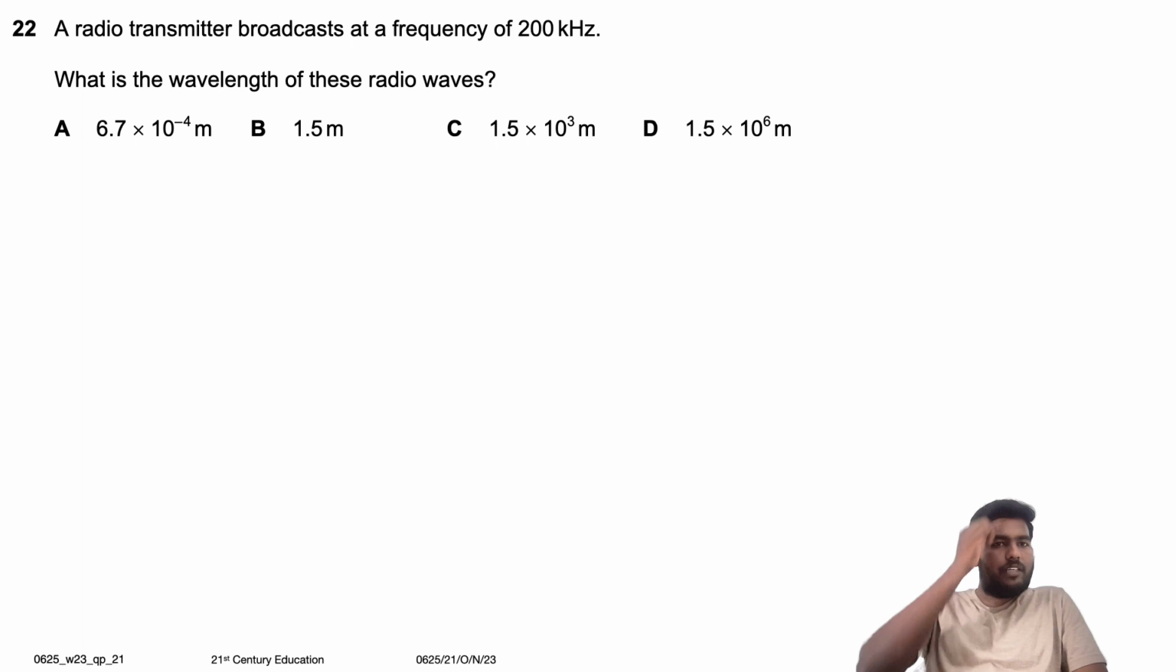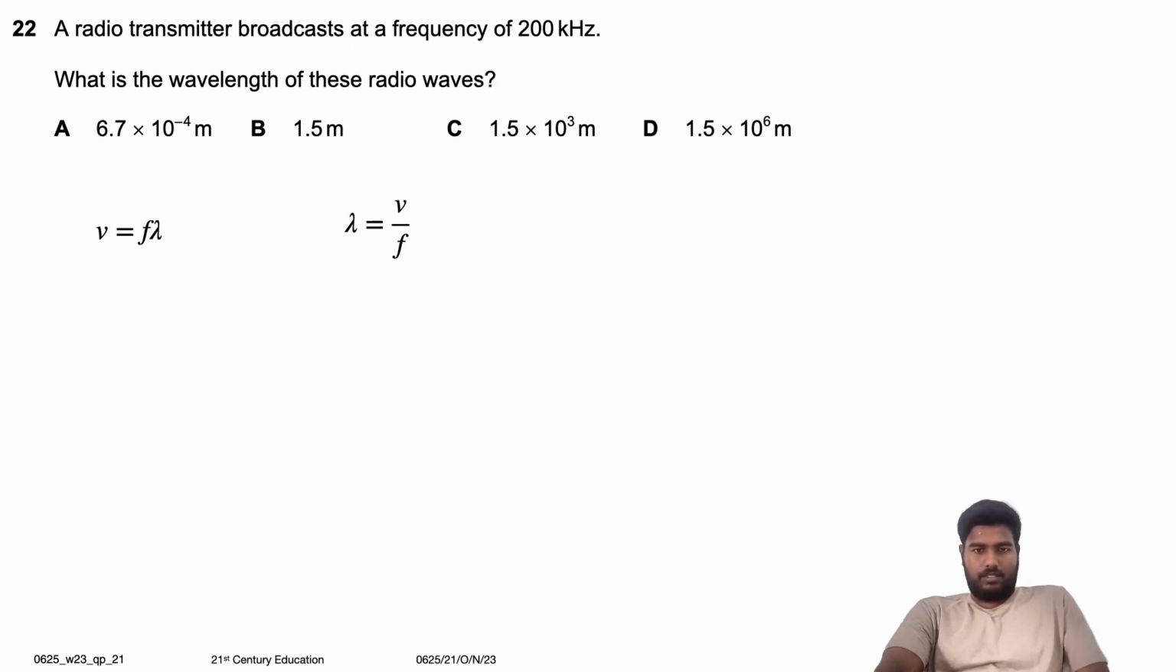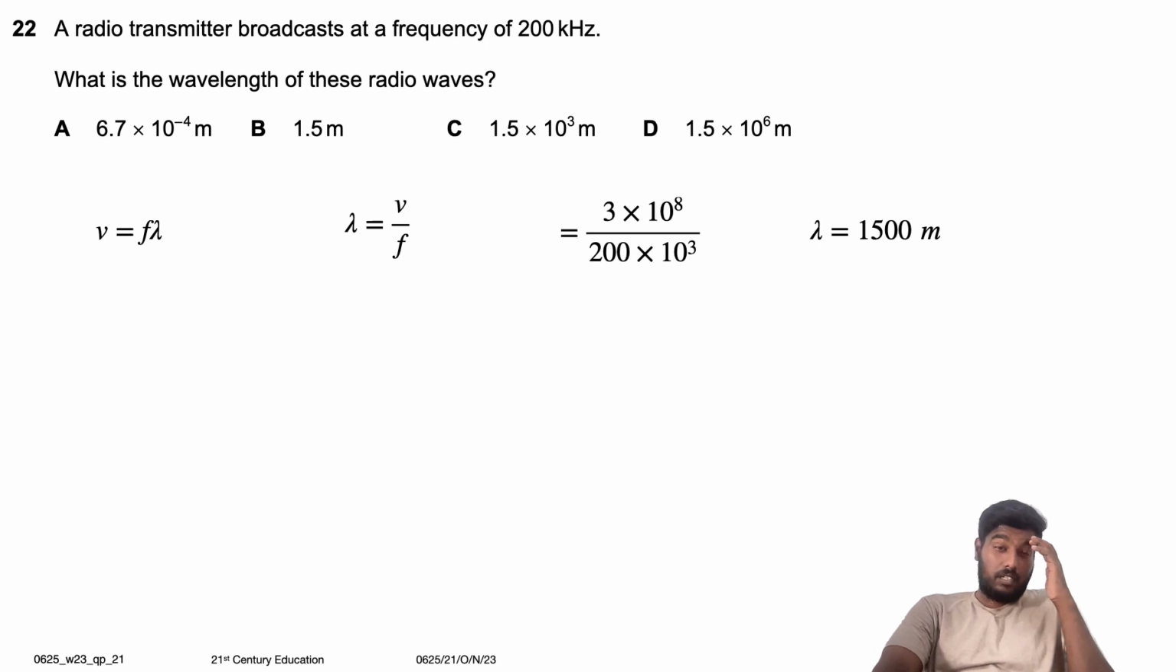A radio transmitter broadcasts at a frequency of 200 kilohertz. What is the wavelength of these radio waves? We can use V equals F lambda, so lambda is V by F. This is an electromagnetic wave, so the speed is 3 into 10 power 8, divided by the frequency of 200 kilohertz. Kilo is 10 power 3. So 1500 meters. I think this is option C, 1.5 into 10 power 3 meters.